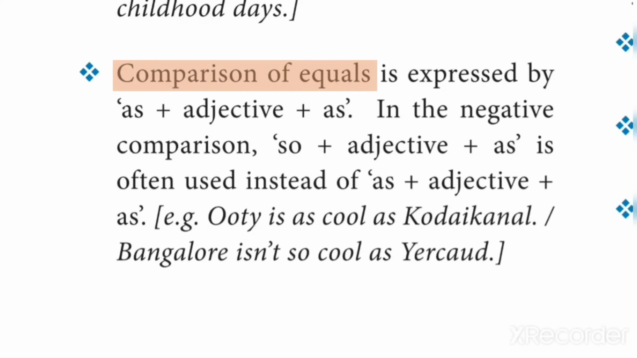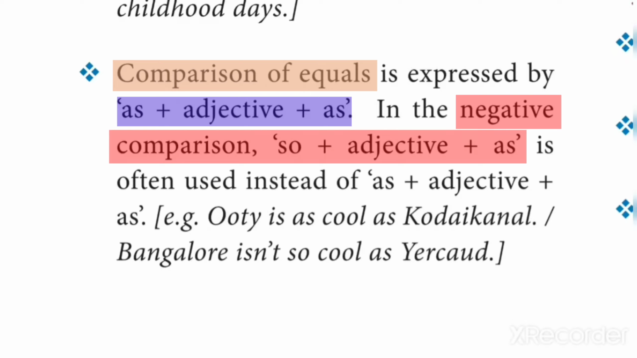Comparison of equals is expressed by as plus adjective plus as. In the negative comparison, so plus adjective plus as is often used instead of as plus adjective plus as. Let's see examples given. Ooty is as cool as Kodaikanal. Here the comparison is positive. The second one is negative that we are going to see. Bangalore is not so cool as Ooty.